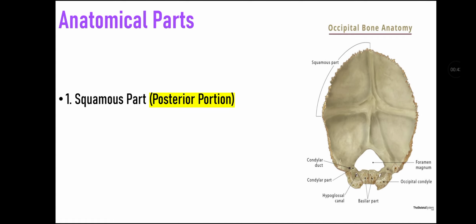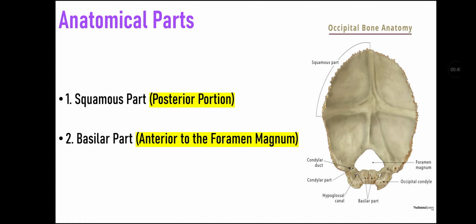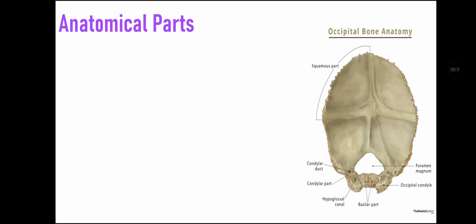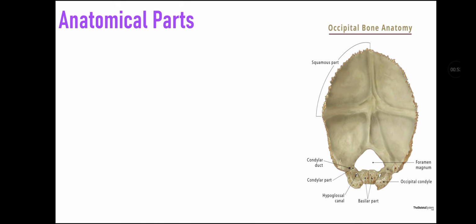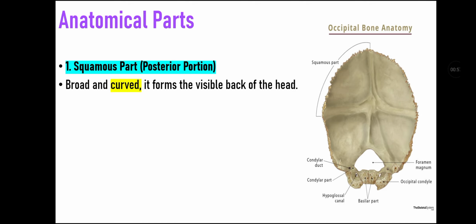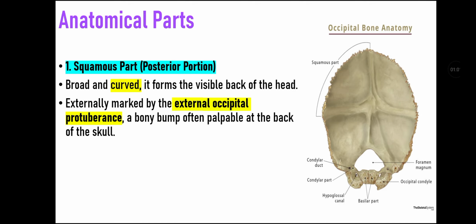It has the squamous part, which is the posterior portion, the basilar part, which is anterior to the foramen magnum, and the lateral parts, which are the condylar parts. Now let's talk about these anatomical parts one by one. First, the squamous part, which is the posterior portion. It is broad and curved. It forms the visible back of the head.